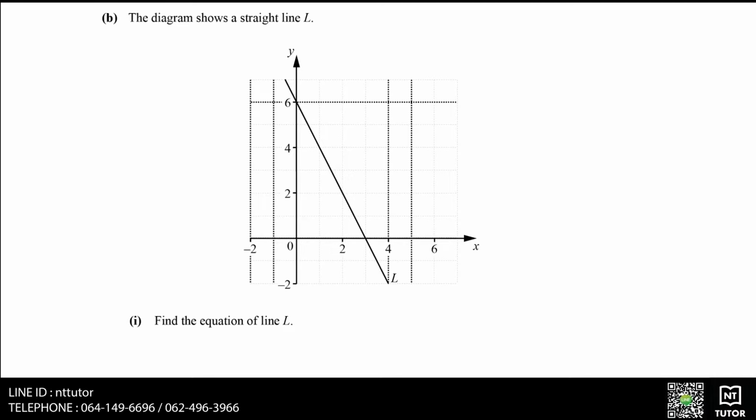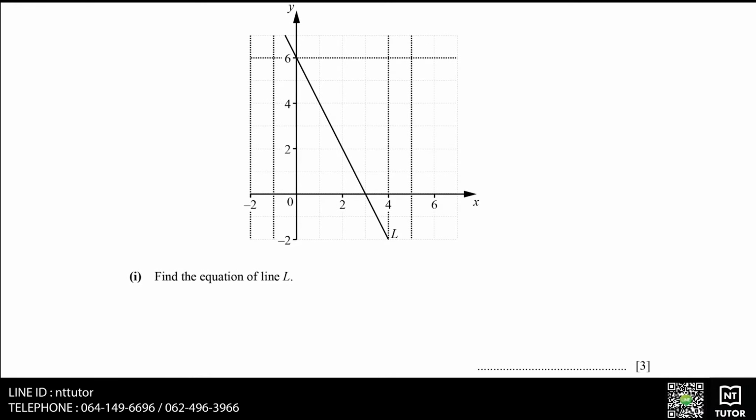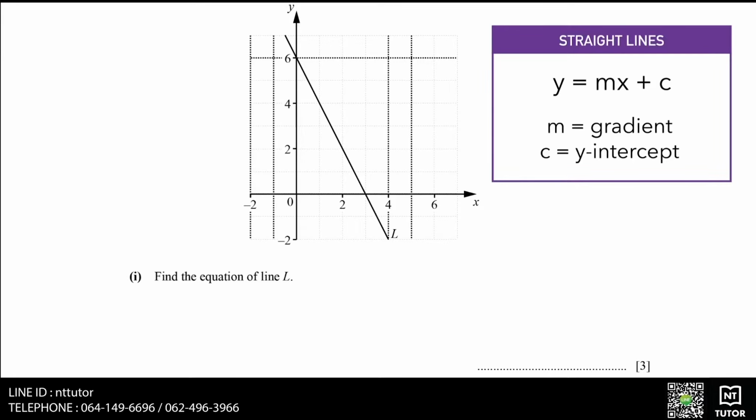The diagram shows a straight line L. Find the equation of line L. All straight lines can be written in the format y equals mx plus c, where c is the y-intercept or where it crosses the y-axis. And from the graph, we can see that the straight line crosses the y-axis at 6. This means that c equals 6.